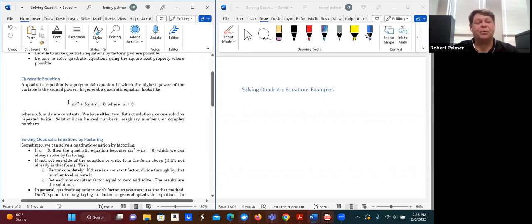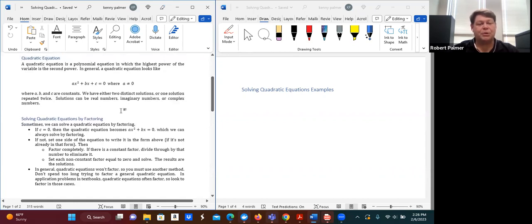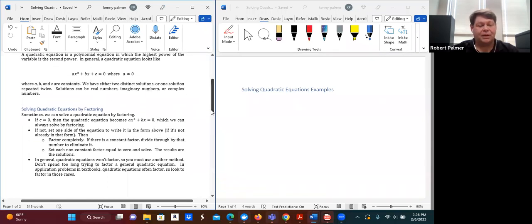So what that means is you can have all three terms: a squared term, a single variable term, and a constant. Or you can have the middle term missing or the constant missing. That's still a quadratic equation. You have all three, or you're missing one of those, but you always have to have the first one, because that's where the squared comes from. Now, our solutions can be real numbers, imaginary numbers, or complex numbers. Now, we can solve these equations by factoring.